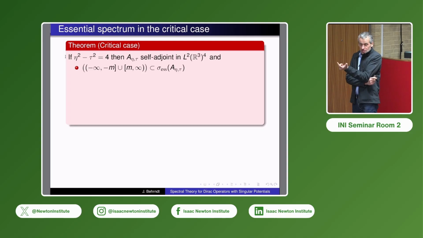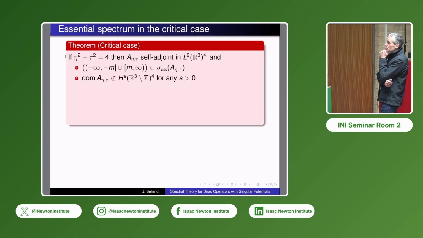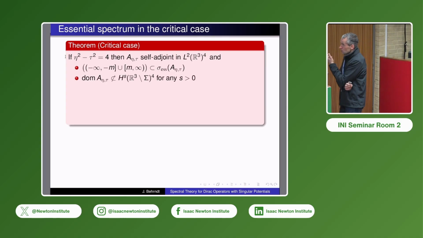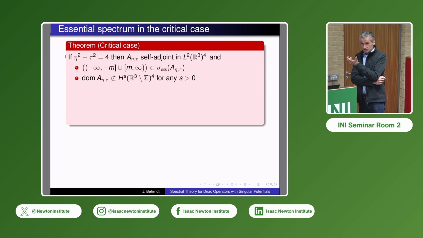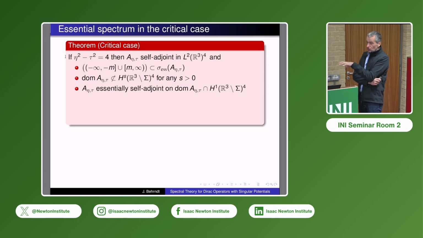Of course, the infinite rays will remain in this. This is what you expect. Regularity is an issue, and you do not have H1 or any positive Sobolev regularity up to the surface. Essential self-adjointness holds if you restrict to some more smooth space.